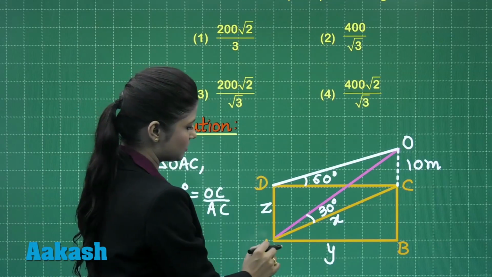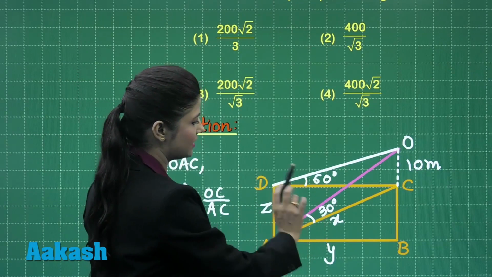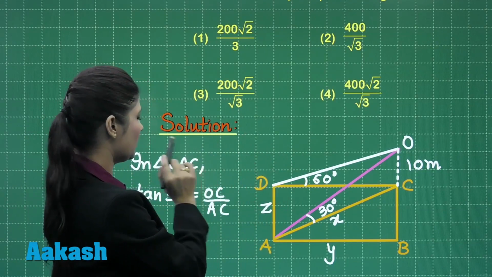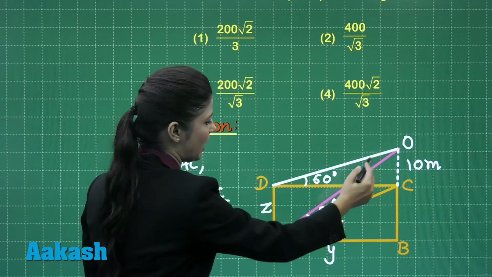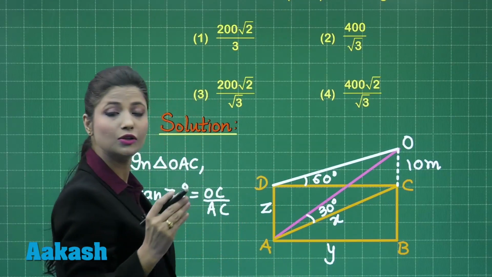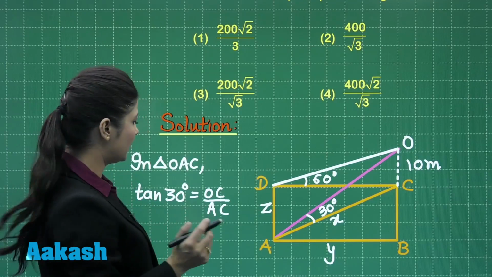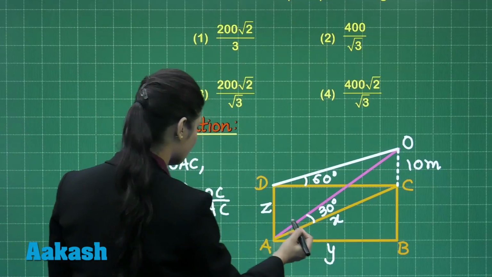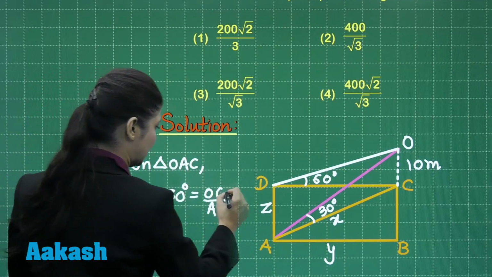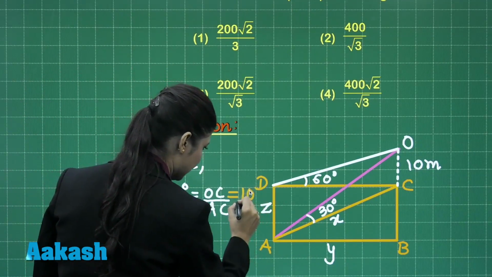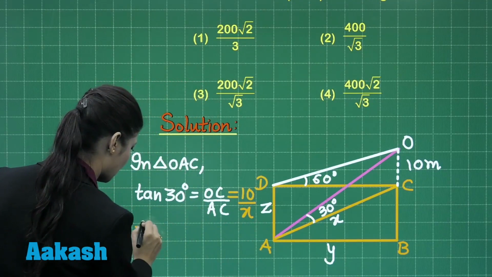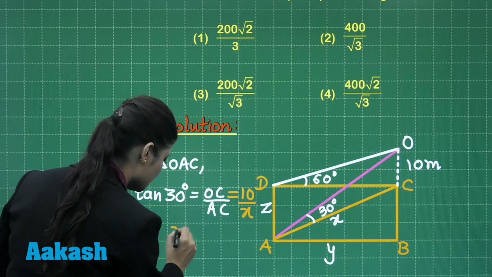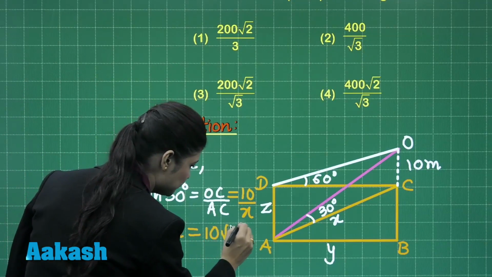Let's consider the sides of the rectangle to be Z and Y and its diagonal to be X. Considering that, if you consider triangle OAC, you find the value of tan 30 degrees. As you know, tan is the ratio of perpendicular and base, so you will get OC upon AC. As you have considered AC to be X, this is equal to 10 upon X. On solving this, as you know the value of tan 30 degrees is equal to 1 upon root 3, you get the value of X is equal to 10 root 3.